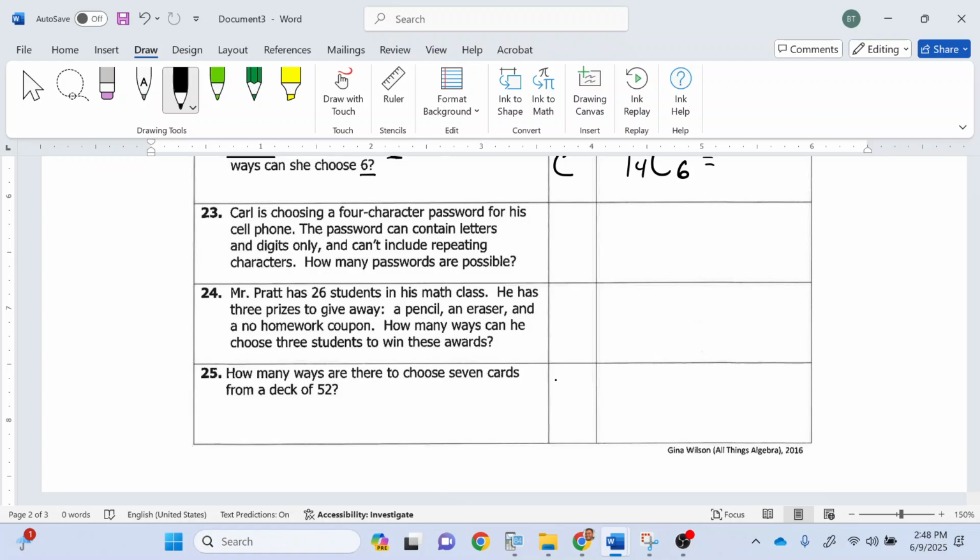All right. Carl is choosing a 4-character password for his cell phone. The password can contain letters and digits only, and it can include how many repeating characters. You don't have to worry about a question like this.